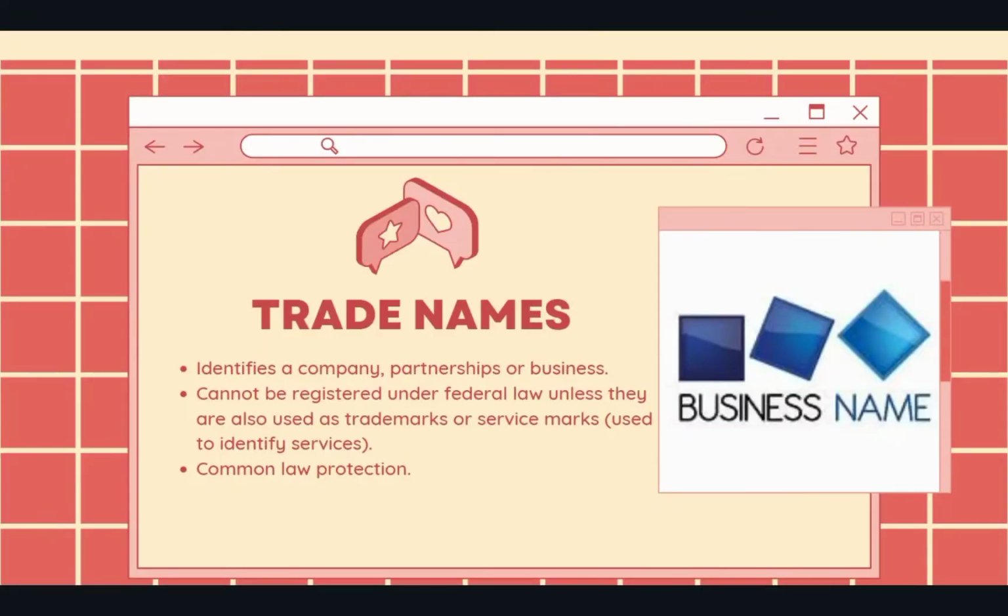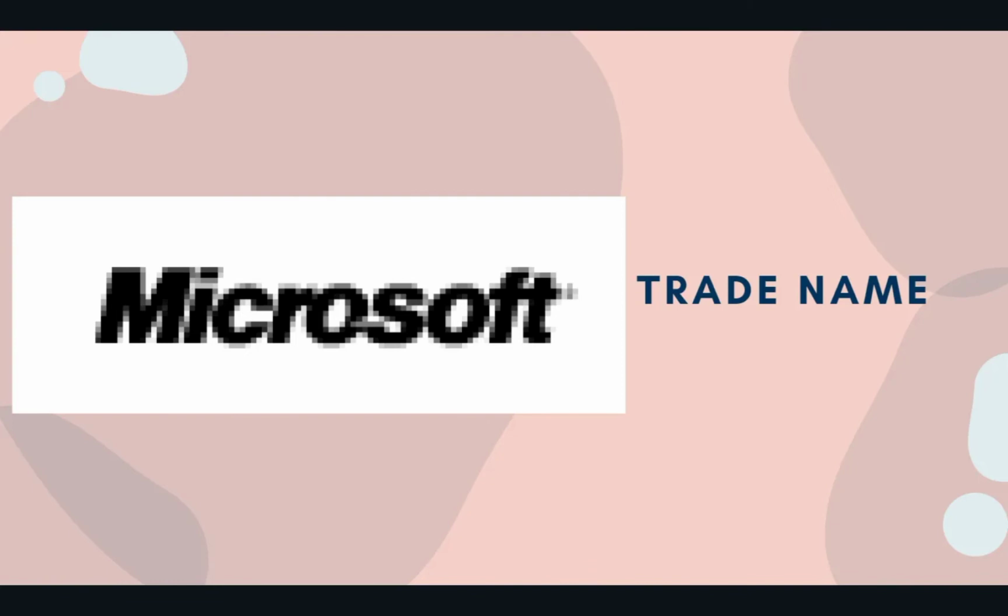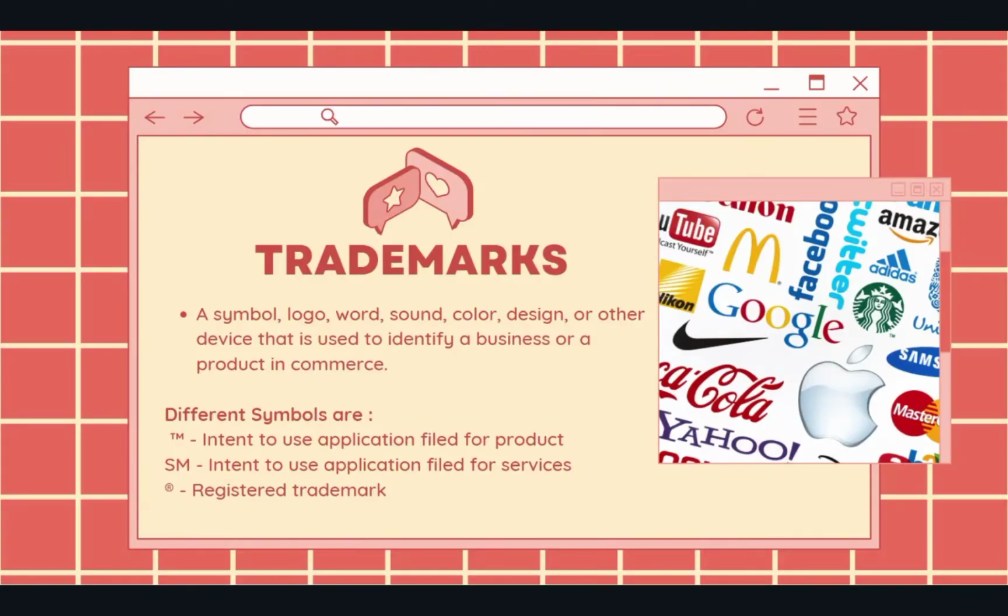One of the intellectual properties is the trade name, which identifies a company, partnership, or business. It cannot be registered under federal law unless it is also used as a trademark or service mark. It needs common law protection. The image that you see is an example of a trade name. Another example of intellectual property is trademarks.